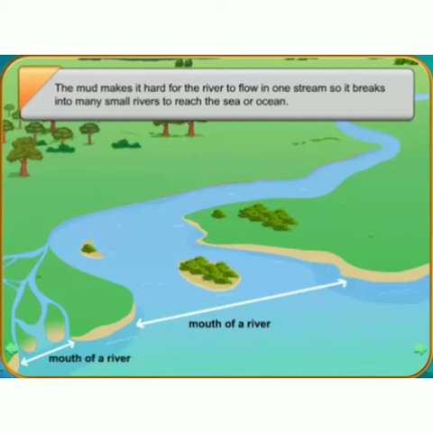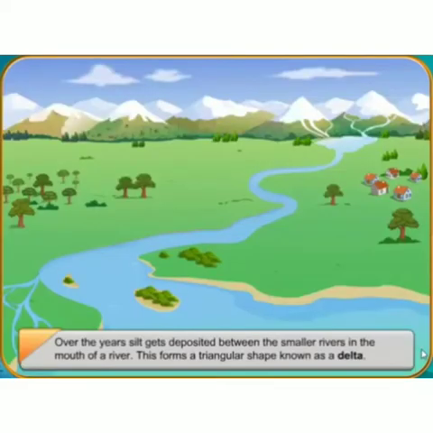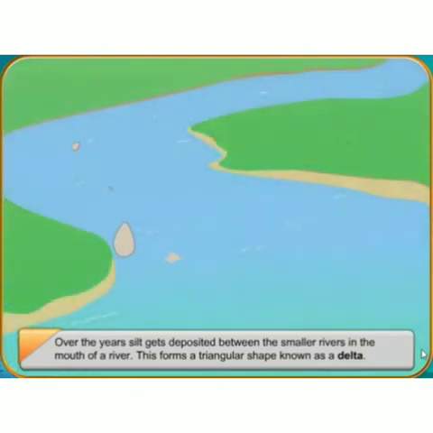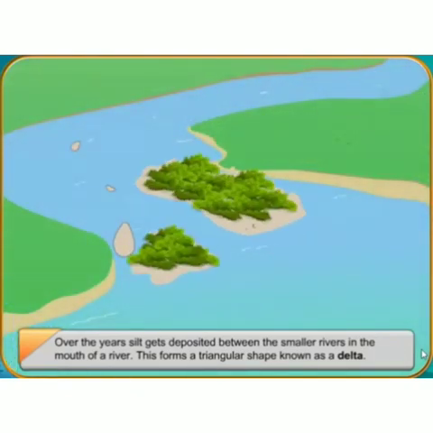In its old stage, with almost no gradient, the river flows very slowly. Over the years, silt gets deposited between the smaller rivers in the mouth of a river. This forms a triangular shape known as a delta.